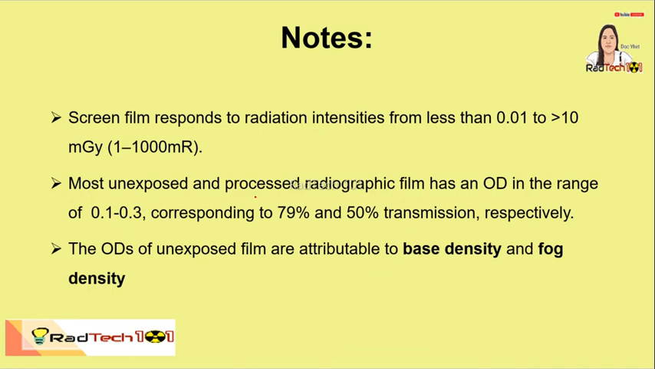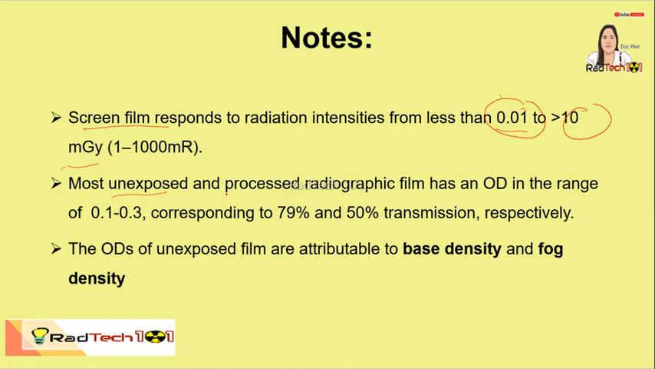So, some important notes before we discuss base plus fog density. Screen film responds to radiation intensities from less than 0.01 up to less than 10 milligray. So, when the radiation exposure ranges from this value up to this value, there will be exposure, because again, the screen film will respond to these values.